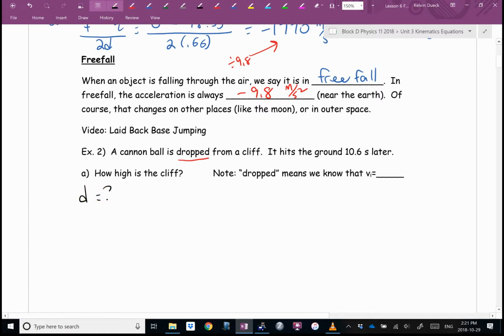Dropped means that we know that VI is... So this won't work if you're trying this yourself somewhere, if you throw the object down or throw it up. But if you just manage to drop it, this will be pretty accurate. So let's make a little note. VI is 0. What's that 10.6?